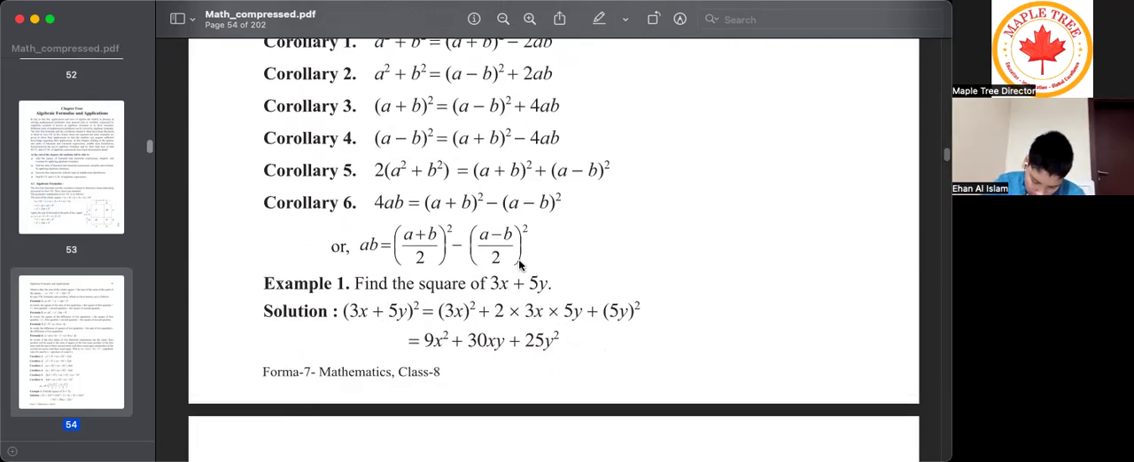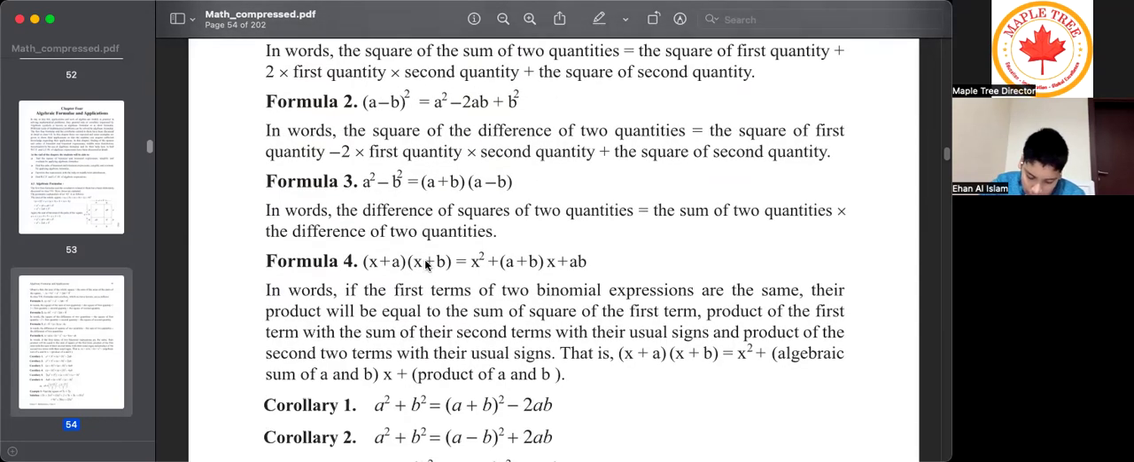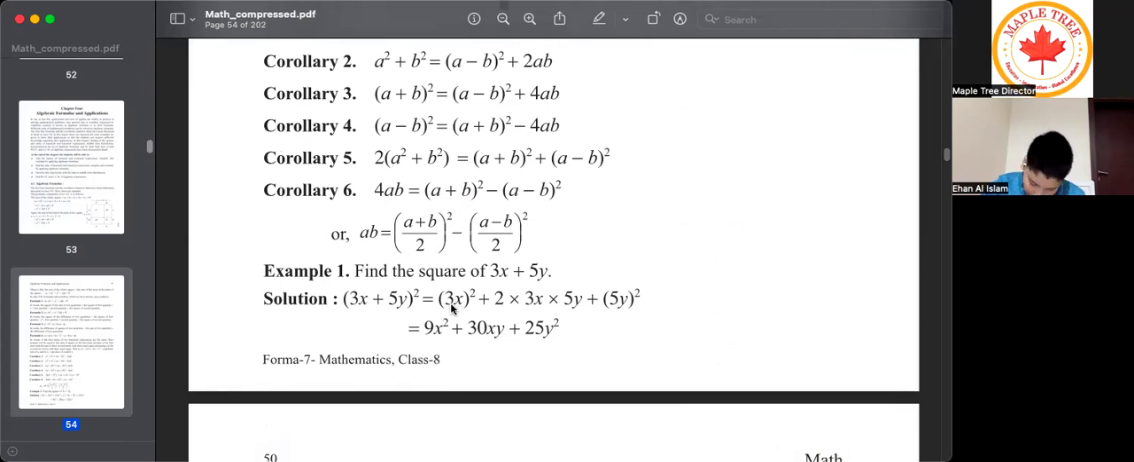You have to use formula 1, the a plus b whole square formula, to do this. Assume that 3x is a and 5y is b. Done. Very good, what's your answer? 9x square plus 30xy plus 225y square. Very good.